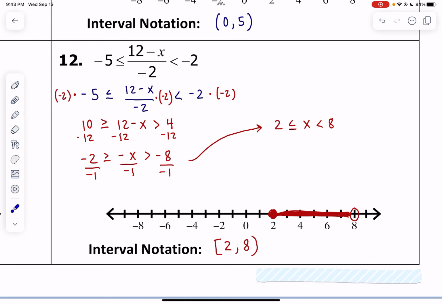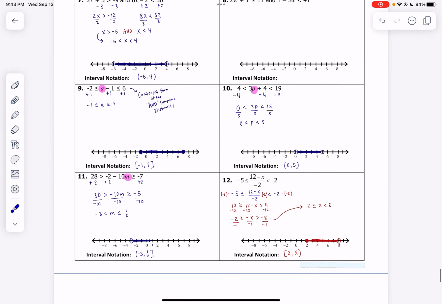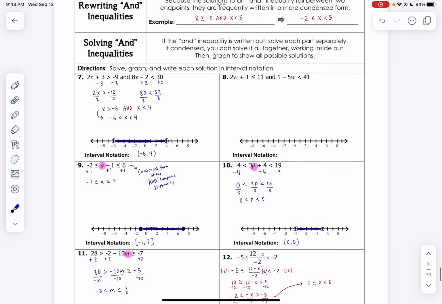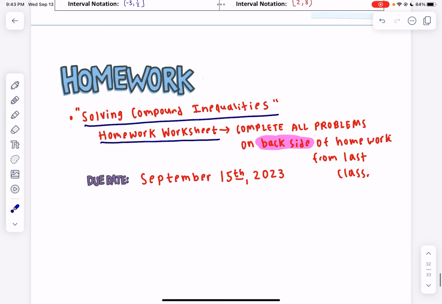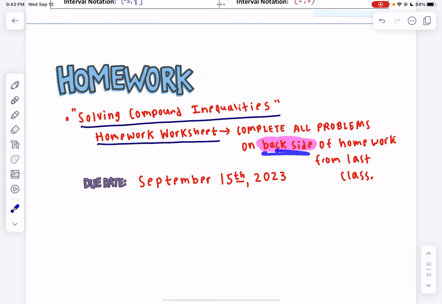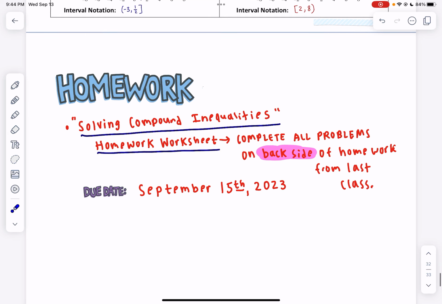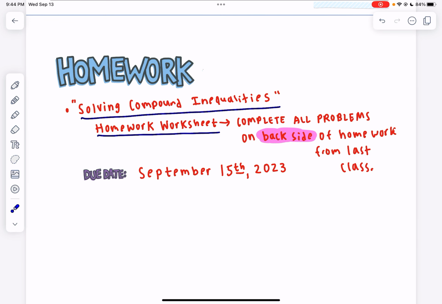So now, hopefully that helped out. And now you should be able to complete the homework assignment that I gave you last class, specifically the backside. So please make sure that before next class on Friday, you're able to complete the whole backside of the Solving Compound Inequalities homework worksheet. So once again, this will be due on Friday, September 15th. And if you have any questions, please feel free to reach out to me at any point. I'm always happy to help.